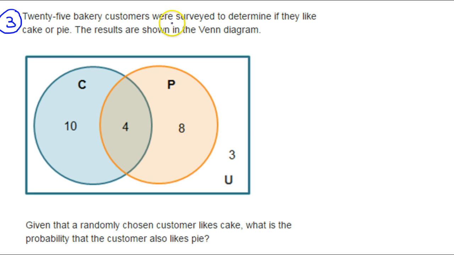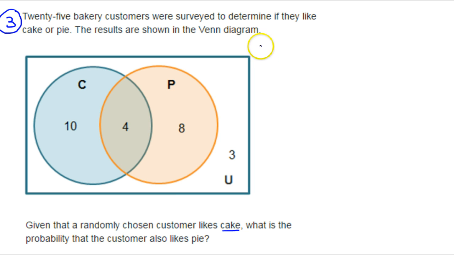25 bakery customers were surveyed to determine if they like cake or pie. The results are shown in the Venn diagram. Alright, so we can see who liked cake, and we can see who liked pie, and we see who liked cake and pie, and a few crazy people didn't like cake or pie. That's weird. Who doesn't like cake or pie? Anyway, given that a randomly chosen customer likes cake, what is the probability that the customer also likes pie?